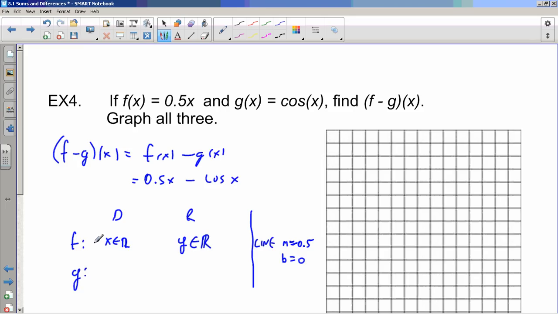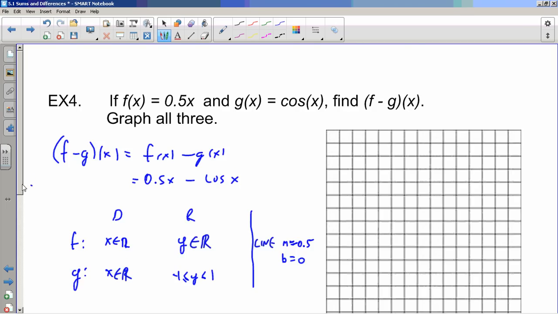What about g? The domain, I can take the cos of anything. x is all real numbers. Now, what's the range? The range of this one is between -1 and 1, right? So that's the range of that one.